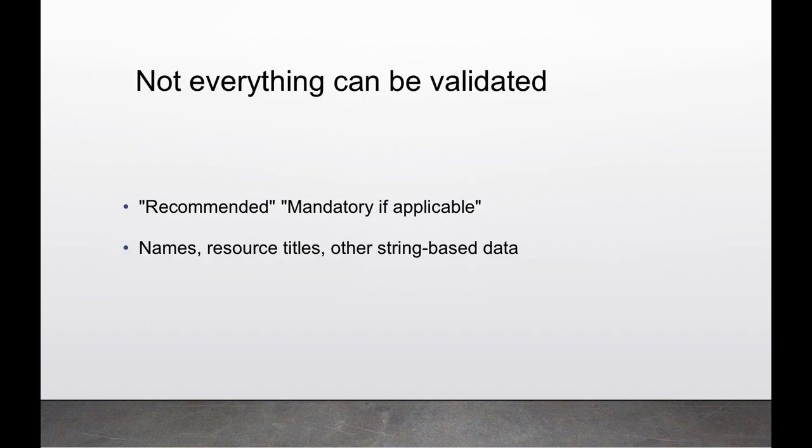There's also the problem that not everything can be validated. My area of expertise is library data, and there is an awful lot that cannot be validated. You can't validate recommended. You can't validate mandatory if applicable. And you can't validate an awful lot of string data, or even know, for example, if someone has assigned the proper subject heading to a resource. So we have a validation problem, which we might be able to partially solve. But generally speaking, especially for cultural heritage data, human beings are always going to be needed.